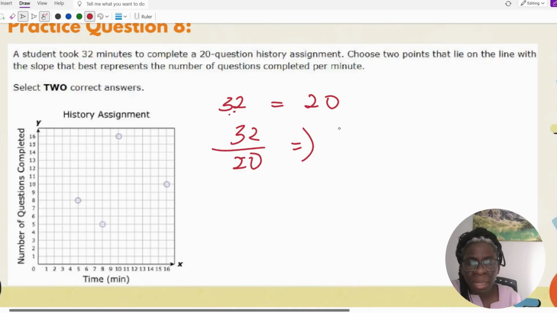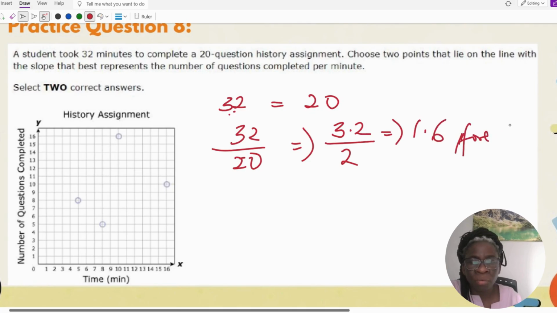That would be the same thing as saying 3.2 over 2. When we cancel this zero, we move the decimal here. So this will be 1.6 for one question. It will take 1.6 minutes to solve one question.